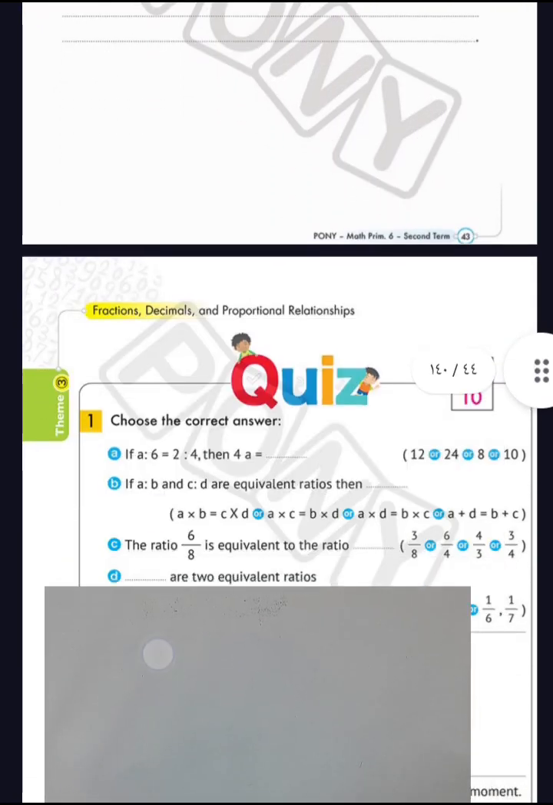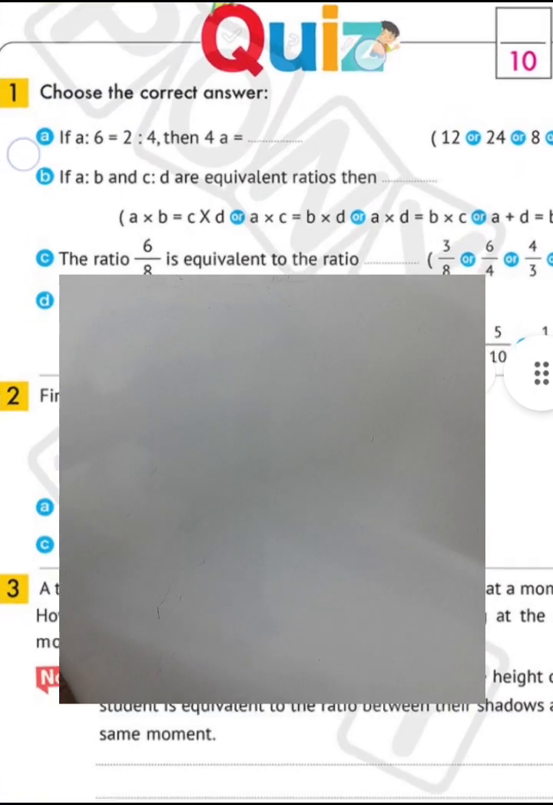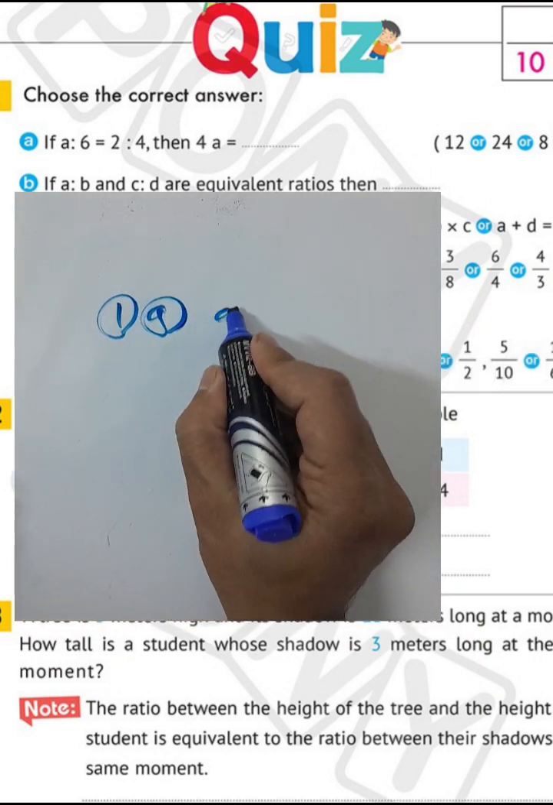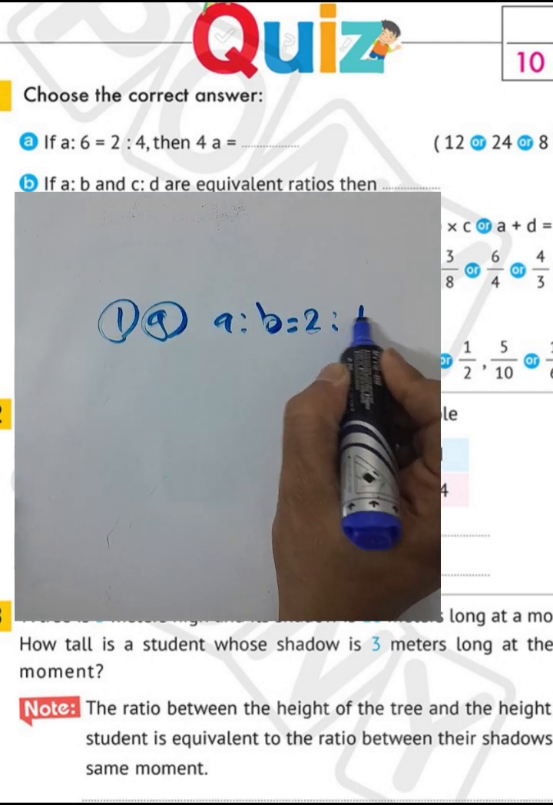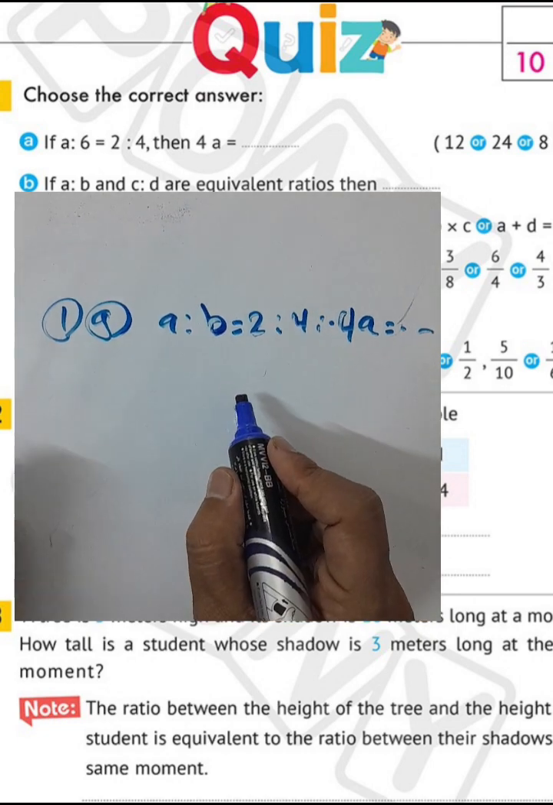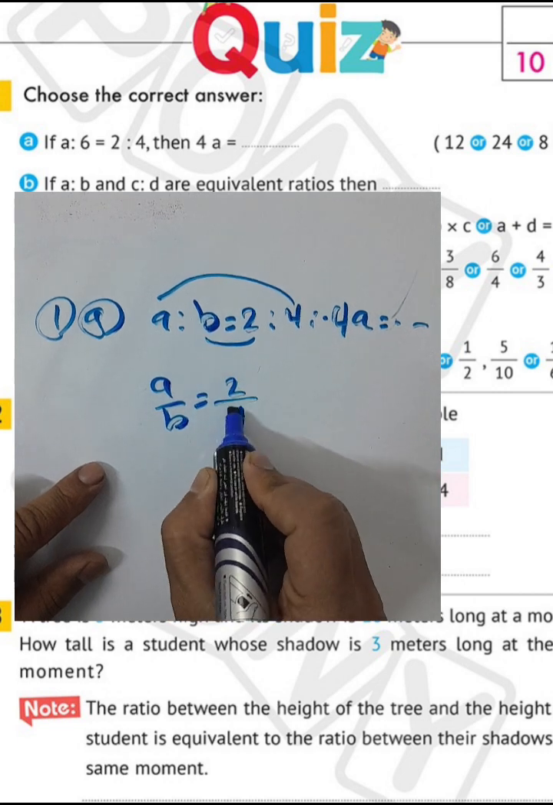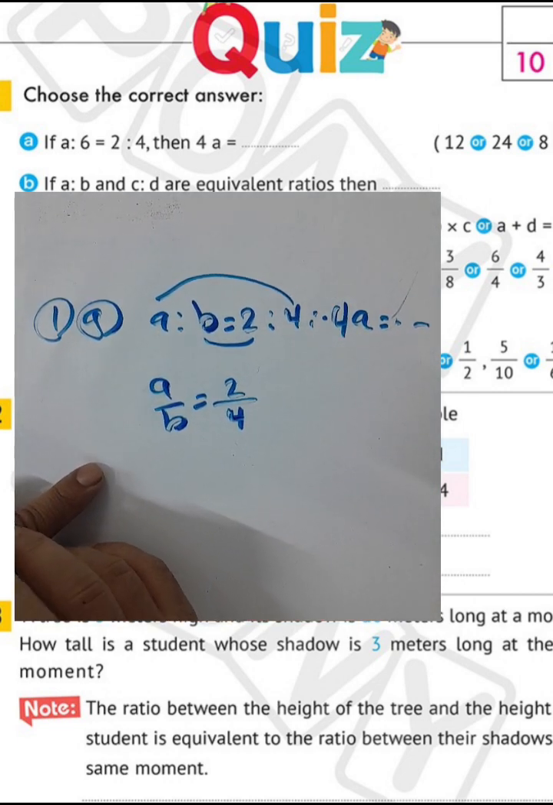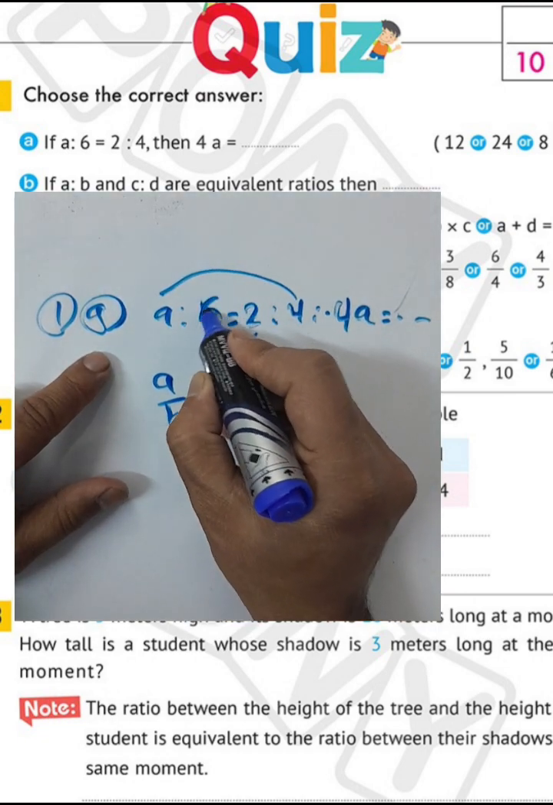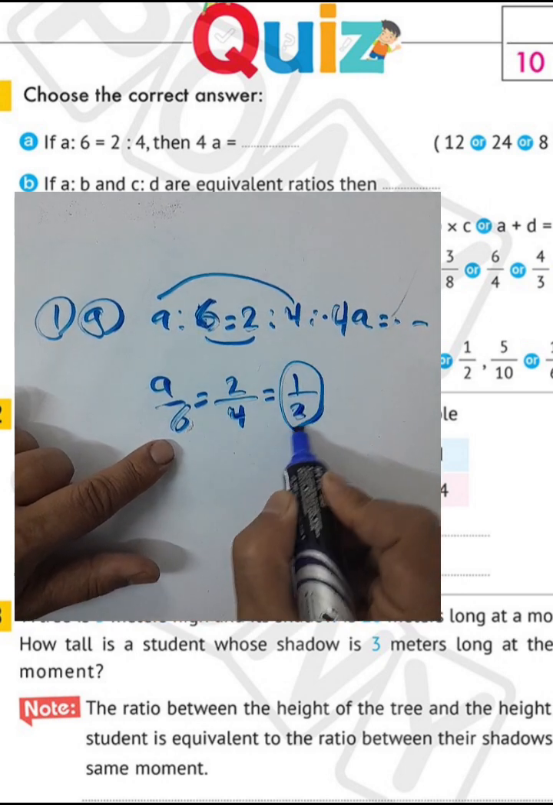That was question 6. Now we will solve this quiz here, page 44. Okay, choose the correct answer. Number 1, letter A: if the ratio between E and 6 equals 2 and 4, then we can write 4 multiplied by A equals a blank. First, we know the product of extremes equals the product of means. E over 6 equals 2 over 4. It will be 1 over 2 in the simplest form.